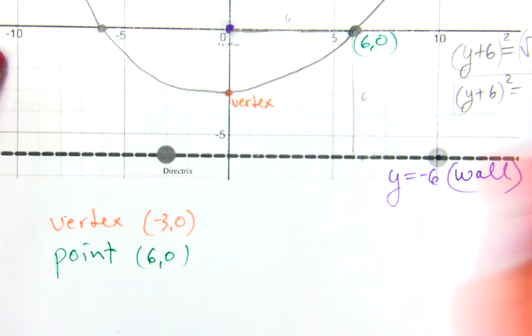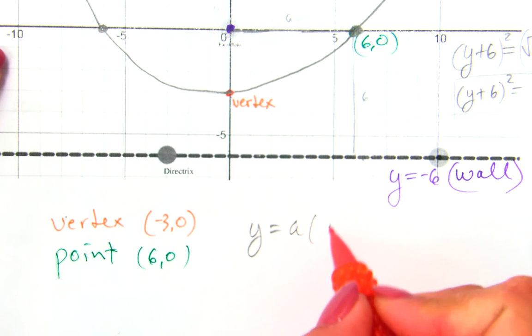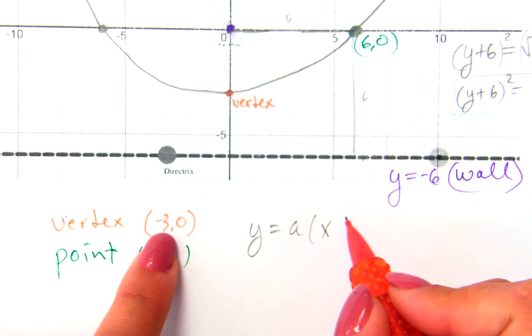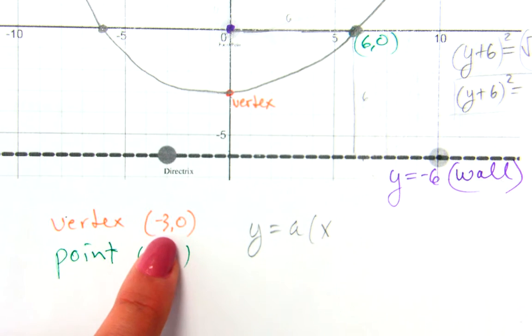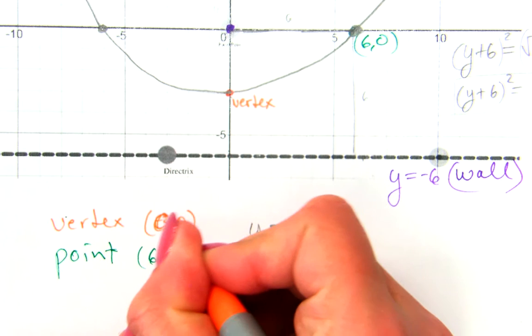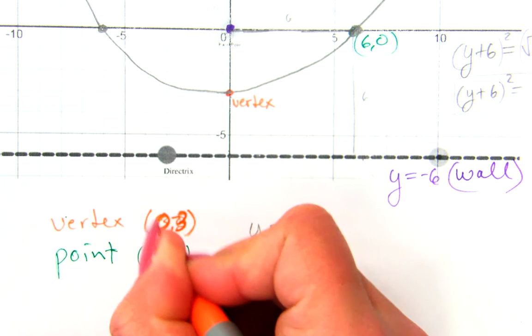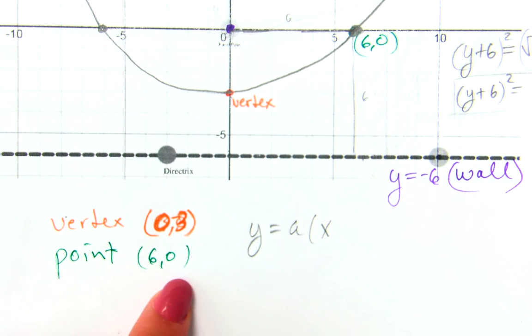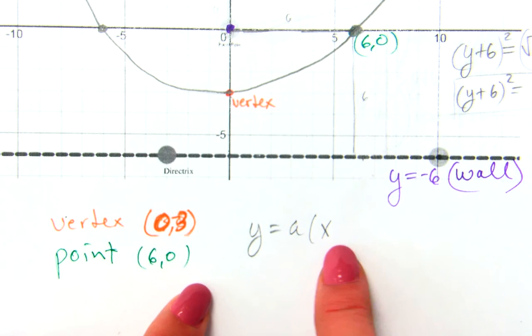All right, so we have our general equation, y equals a times x. The vertex is at negative. Wait, did I do that right? Wow, I did that so horribly. I'm so sorry. It's 0, -3. Wow, that was bad. Okay. And then 0, -3, and then 6 and 0.